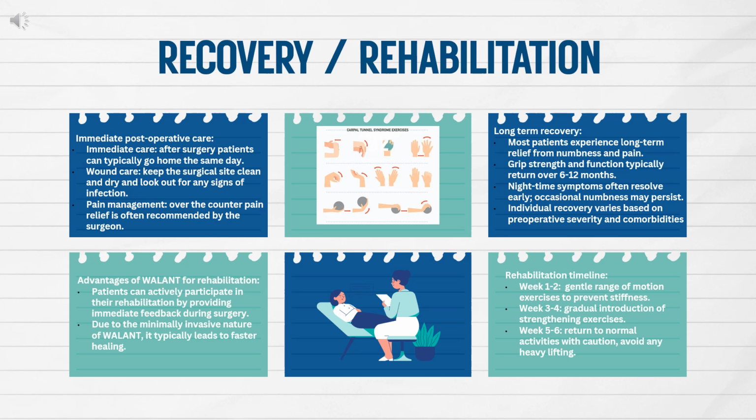Long-term outcomes after WALANT carpal tunnel release are generally excellent. Most patients experience lasting relief from numbness, tingling, and pain. Grip strength and hand function typically return within 6 to 12 months, although full recovery can take up to a year. Night symptoms like waking up with numb hands often improve quickly, though some occasional numbness may persist. Recovery varies depending on how severe the nerve damage was before surgery and whether the patient has other health conditions like diabetes.